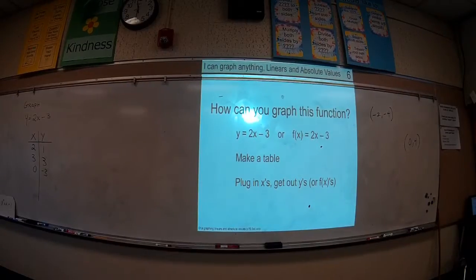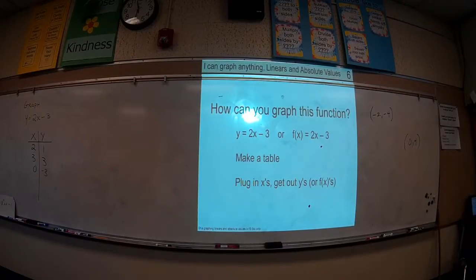So we have these: over 2, up 1. Put your pencil at 0, 0. Go over 2, up 1. Put a point there. That's 2, 1. Put your pencil at 0, 0. Go over 3, up 3. Put a point there. That's 3, 3. Put your pencil at 0, 0. Don't go over at all. Go down 3. Put a point there.